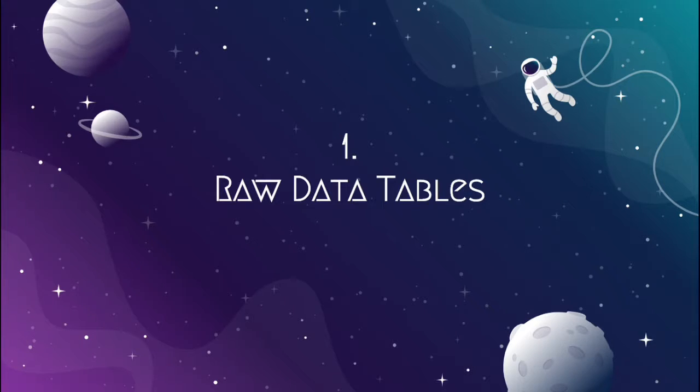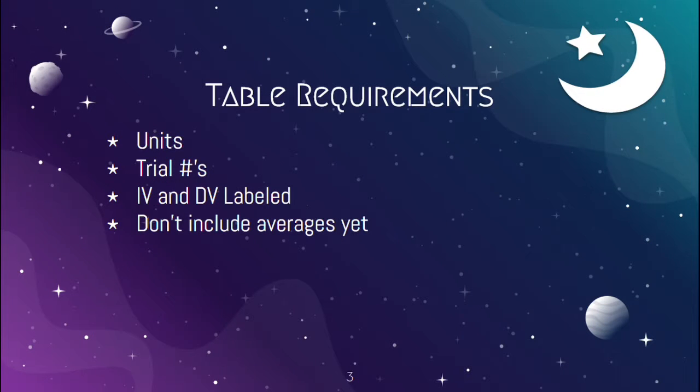Initially, a raw data table is where you organize the data you collected in your experiment. In this table, you are going to put the units of your independent and dependent variables in the header to show that the rest of your values recorded in this table are all in the same units. Second, you will put your trial numbers in the header and your values for each trial in the body of the table. You should have your independent and dependent variables labeled in the header as well, and be sure not to include any averages yet.